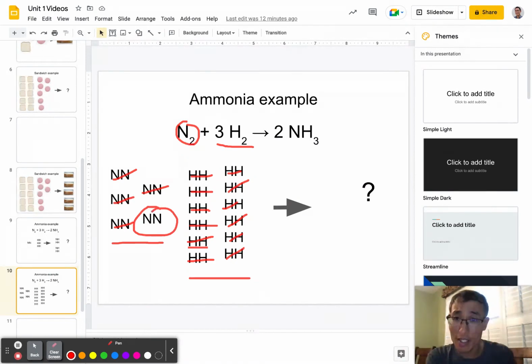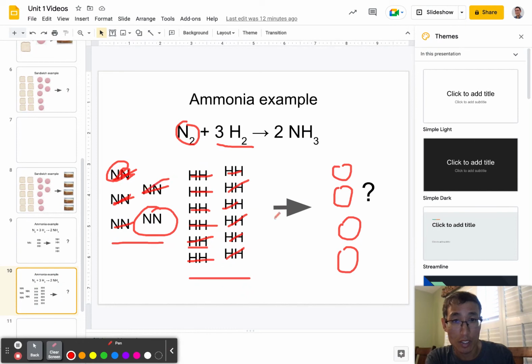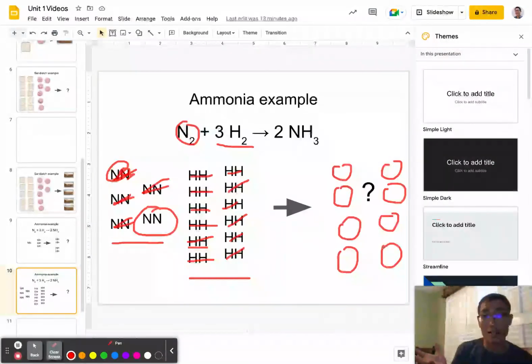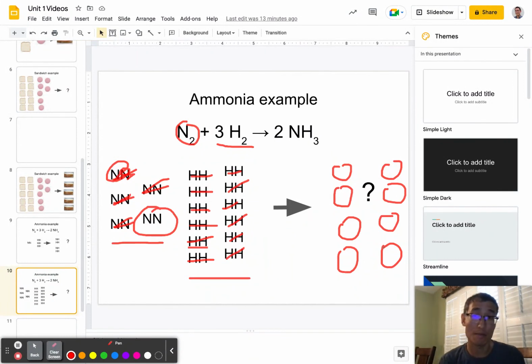How much ammonia can I make in the end? Well, if I count it all up, for this nitrogen here, I made 2 NH3s. I'm just going to put a little bubble to signify I made 2 of these. Another one here, so another 2. Another one here, another 2. Another one here, another 2, and that's it. I made 8 ammonias, and so I made 8 of these. I used up 4 of these, and I used up 12 of these.